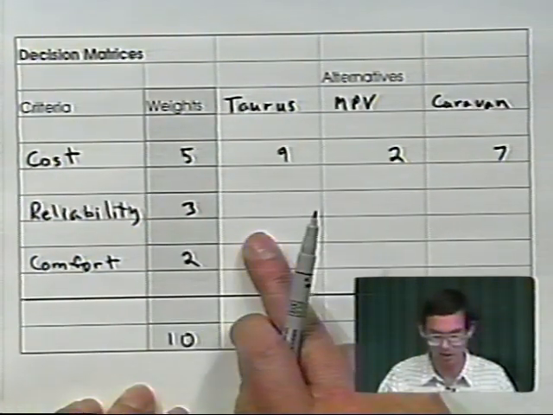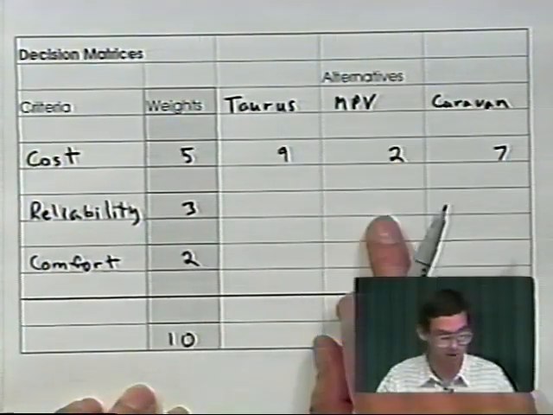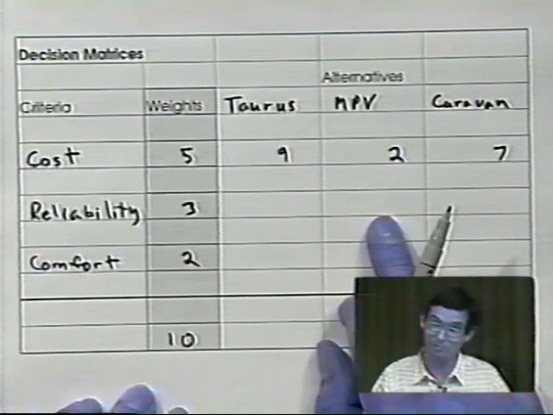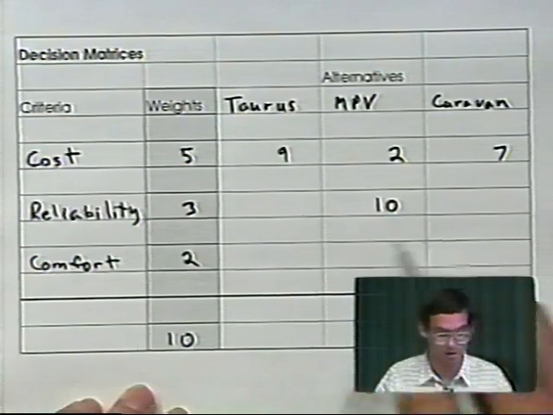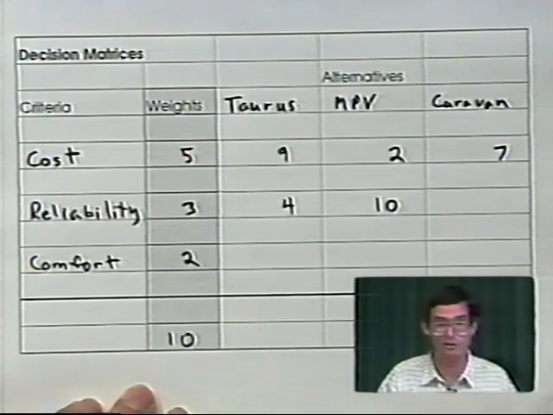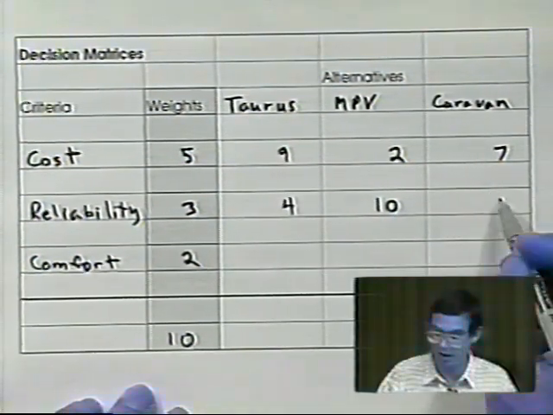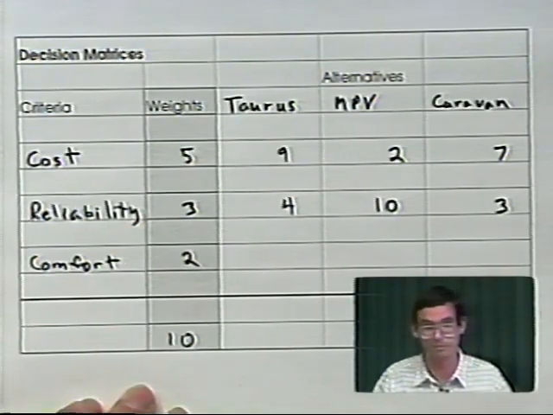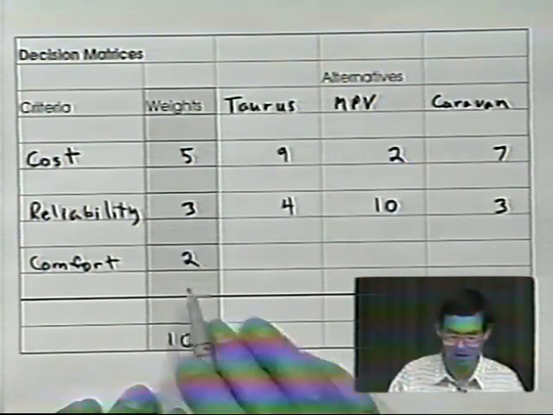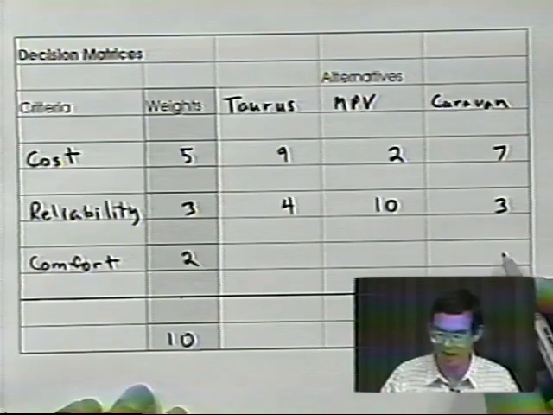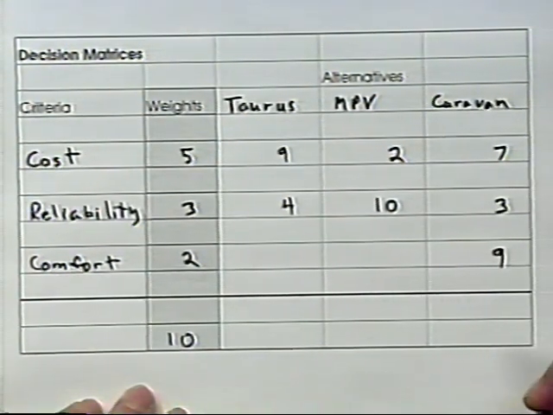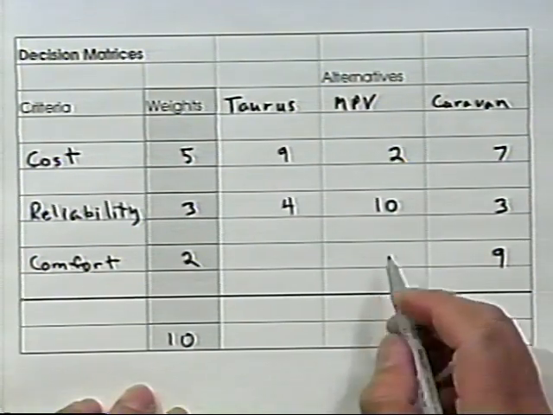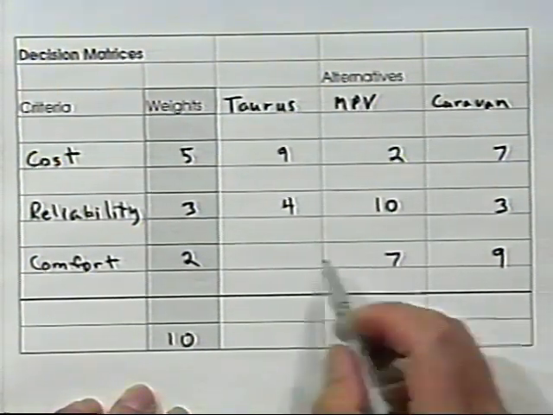Similarly for reliability, it turns out in my judgment the MPV is the most reliable, and in fact it's the most reliable car I can possibly imagine, so I'll give it a 10. Whereas the Taurus doesn't really have much of a reputation for reliability, I'll give it a 4, and neither does the Caravan, I'll give it a 3. For comfort, having sat in all 3 cars, I found the Caravan most comfortable, but perhaps there could be one more comfortable, so I'll give it a 9, the MPV a 7, and the Taurus a 4.